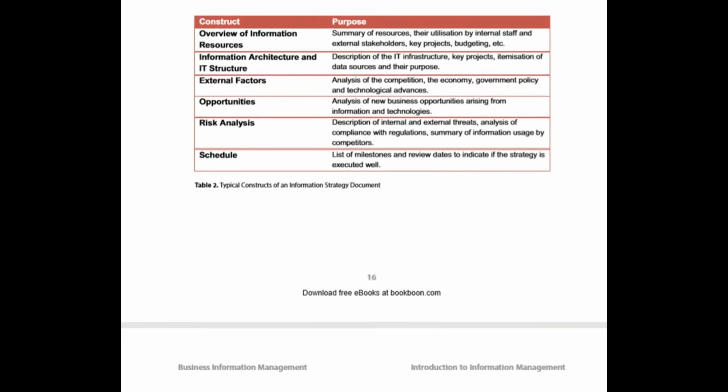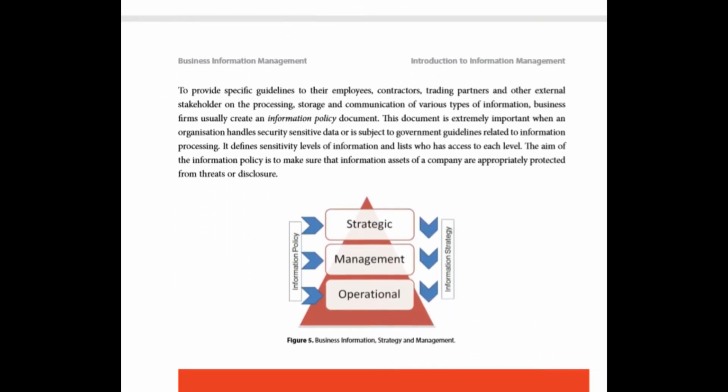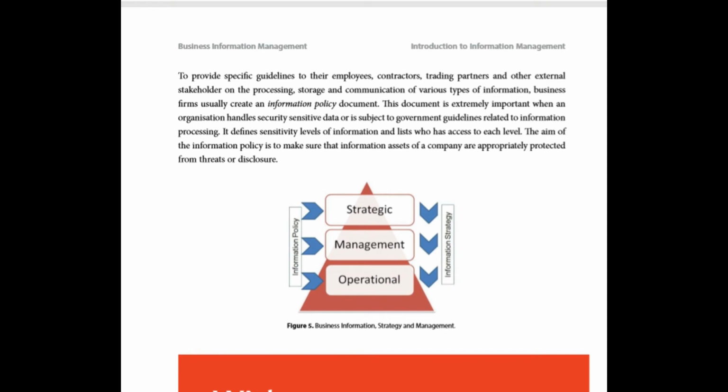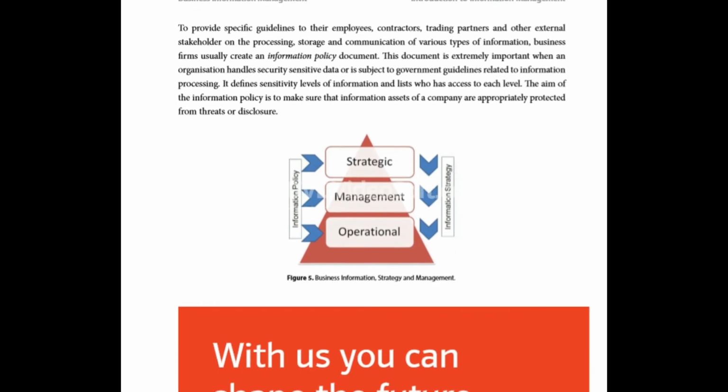So what's the rest? To provide specific guidelines to their employees, contractors, trading partners, and other external stakeholders on the processing, storage, and communication of various types of information, business firms usually create an information policy document. This document is extremely important when an organization handles security-sensitive data or is subject to government guidelines related to information processing. It defines sensitivity levels of information and lists who has access to each level.